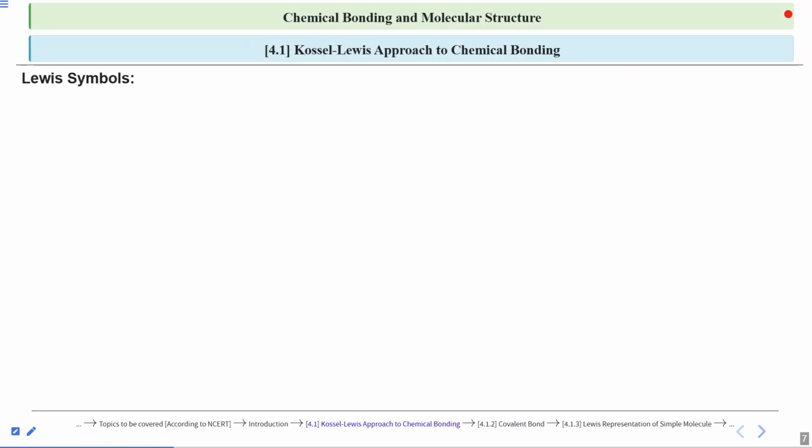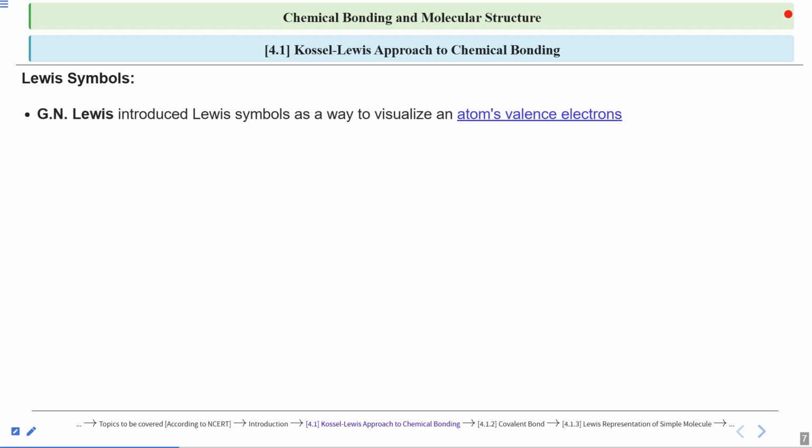So let us start the Kossel-Lewis approach to chemical bonding. The first very basic thing which you would need to draw a Lewis structure is the Lewis symbol. Now, what is a Lewis symbol? This was given by the scientist Lewis, and it was mainly used to visualize the atom's valence electrons. This is an important part of the Kossel-Lewis approach. You do not have to worry about the inner core electrons. You will be interested only in the valence electrons. Therefore, your Lewis symbol is used to represent only the valence electrons.